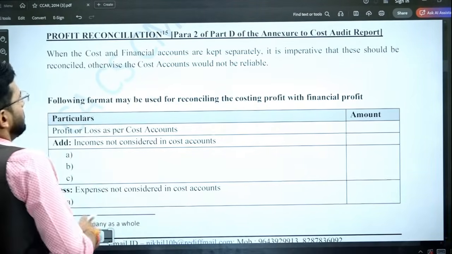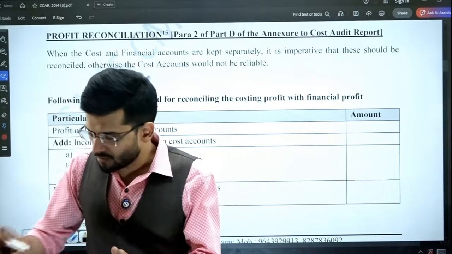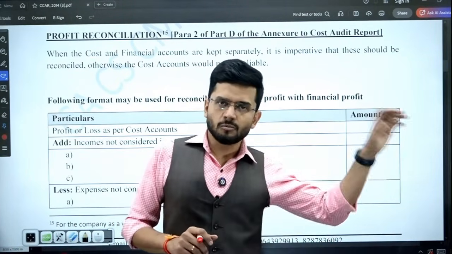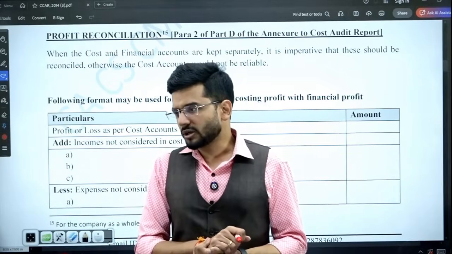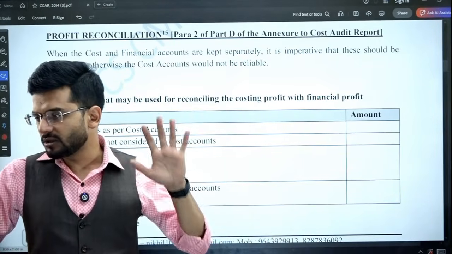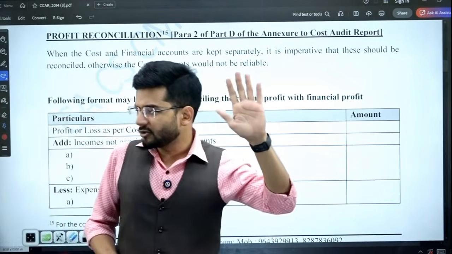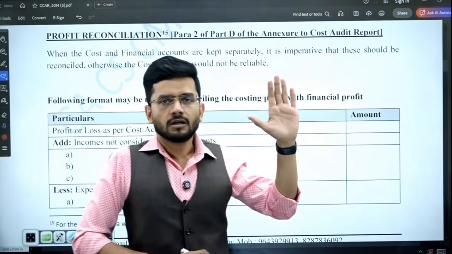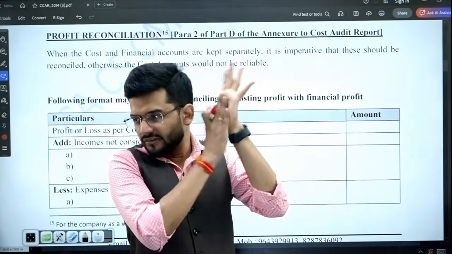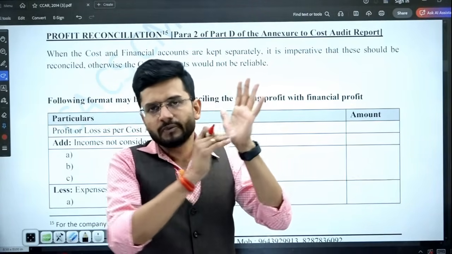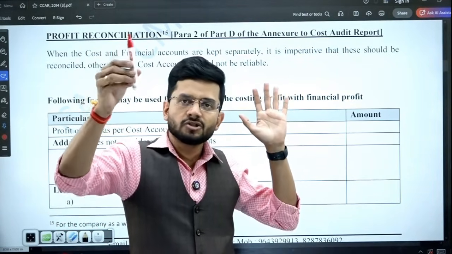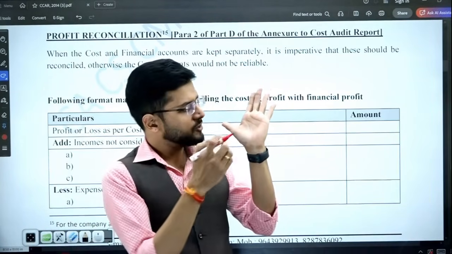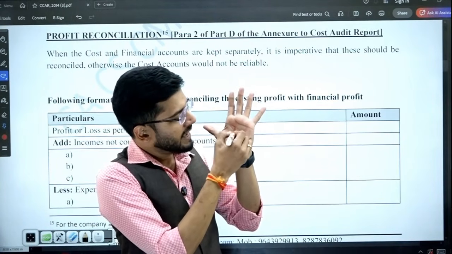Okay, simple. We have to reconcile the profits of financial profit versus costing profit. Okay, reconciliation of profit, financial books as compared to costing books. Very simple method that I have taught you in the class. I am using the same method. So on one of your hands, do it with me. Come on, do it with me. Bring a sketch pen from your drawer, and in one of the hands just write F.